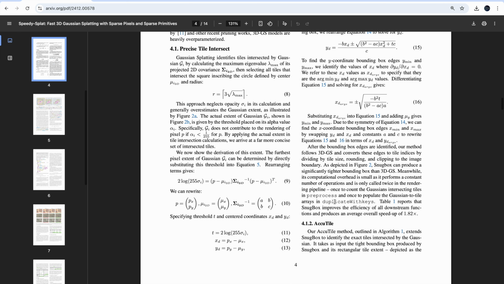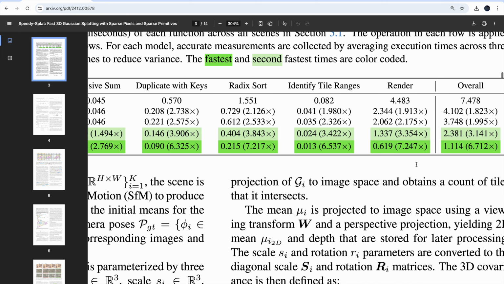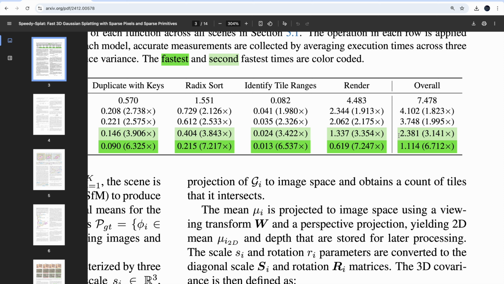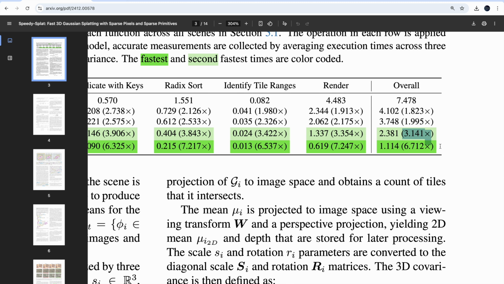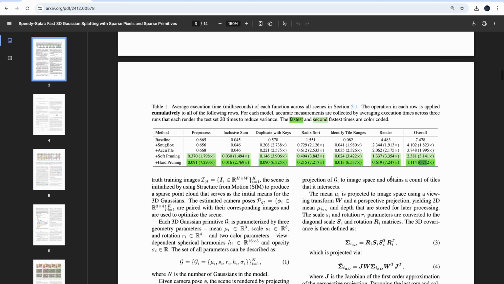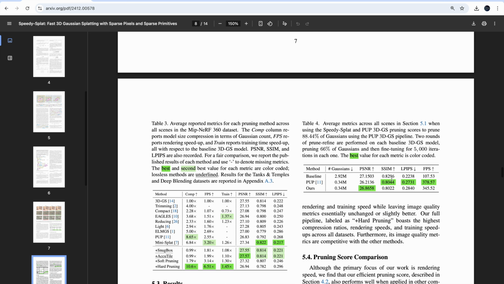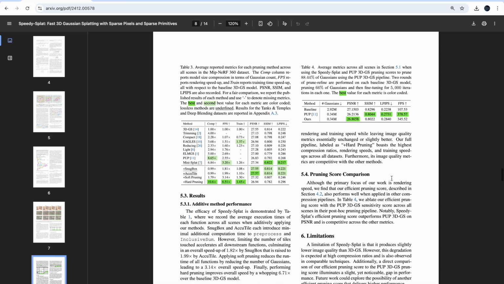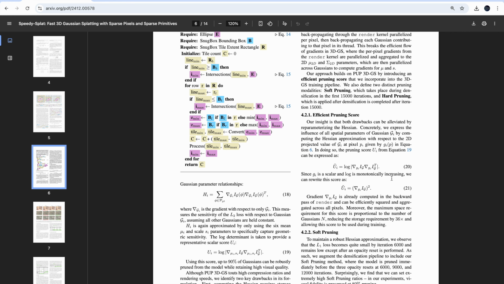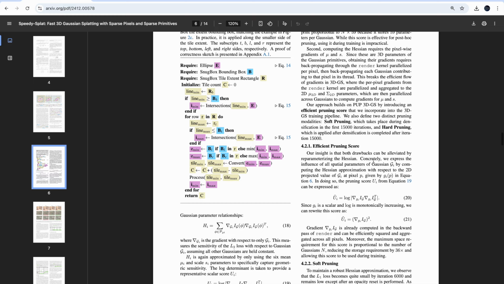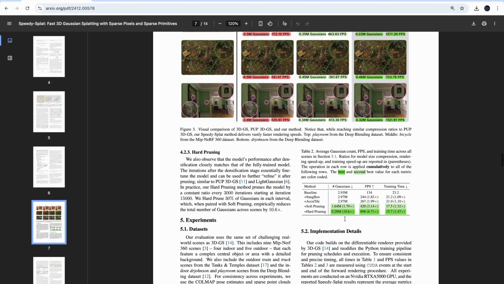speed up. This hard pruning alone gives a 2 times speed up. All the other contributions together give a 3 times speed up. But then if you add the hard pruning, you have a 2x speed up, and therefore overall it's a 6.7 times speed up. Okay, so I would say that's it for this paper. We did not dive deeply into the equations, so into the pruning.